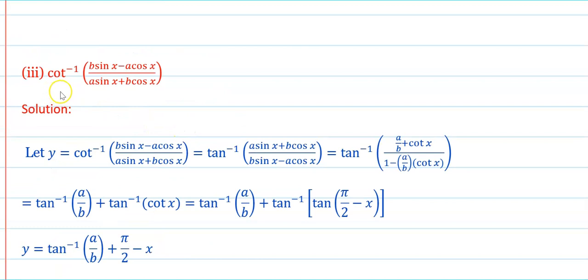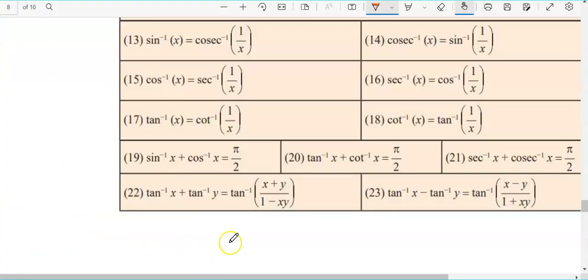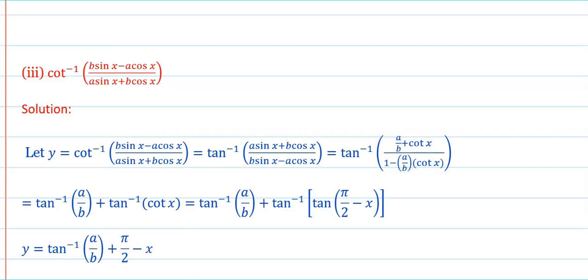Cot inverse of b sin x minus a cos x upon a sin x plus b cos x. Now again this cot inverse of 1 upon x is a tan inverse of x. Again we know the important formulas. What is that? Cot inverse of x is tan inverse of 1 upon x, or tan inverse of x is cot inverse of 1 upon x. And we can change this: a sin x plus b cos x upon b sin x minus a cos x.